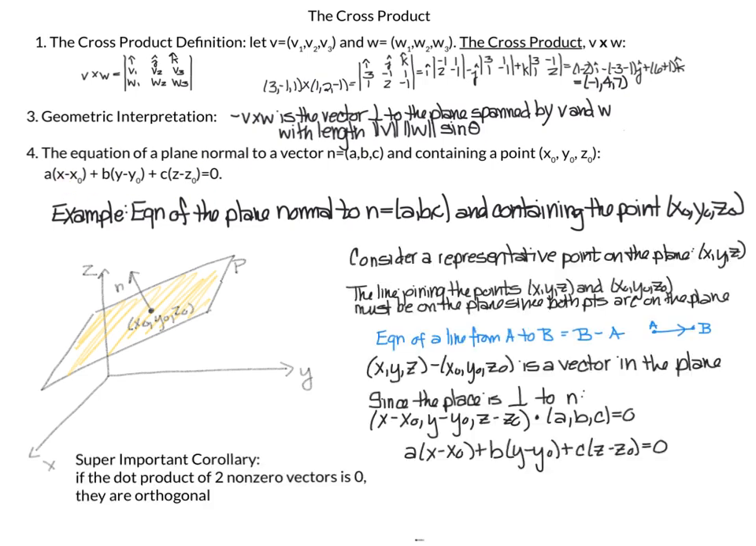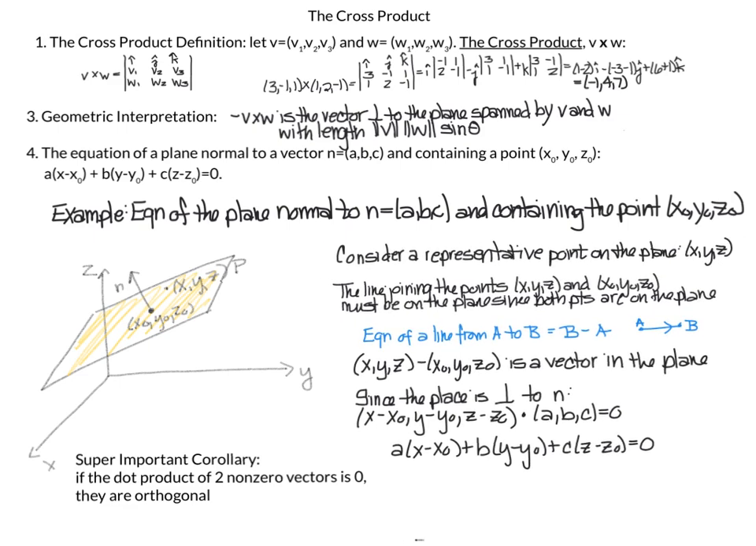And this is what we did in the last video. We considered a representative point on the plane, the point x, y, z. Then the line joining the points x, y, z and x naught, y naught, z naught must be on the plane, since both points are on the plane. Here I've drawn my line between x naught, y naught, z naught and x, y, z. It's kind of wavy, but just pretend it's straight. Again, this line must be on the plane.